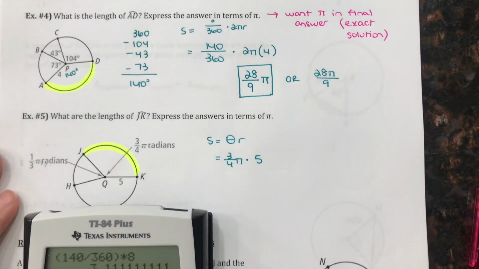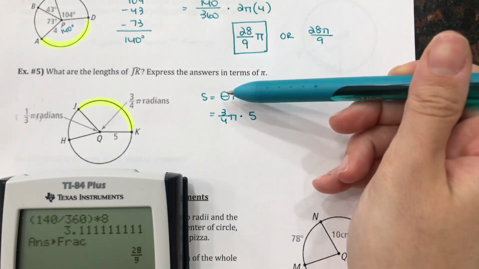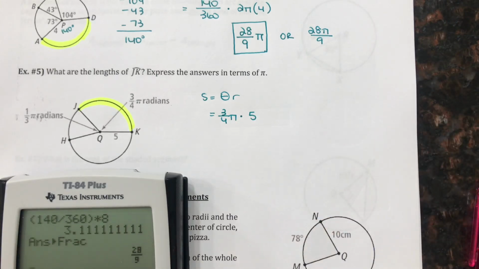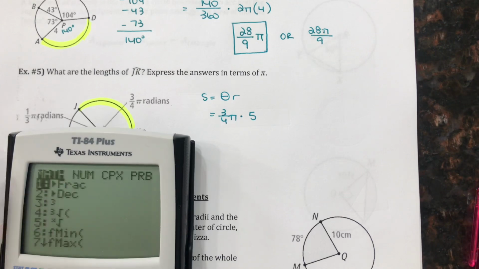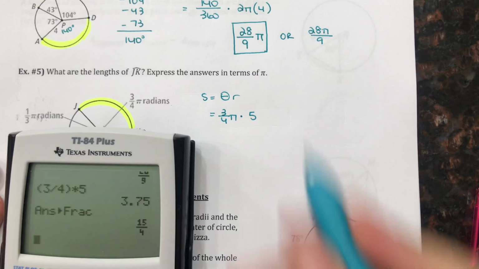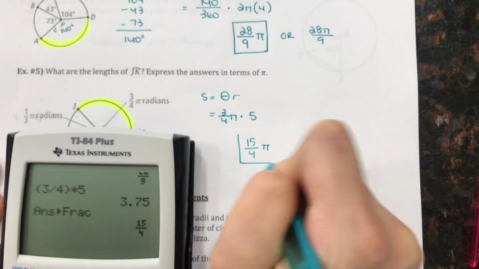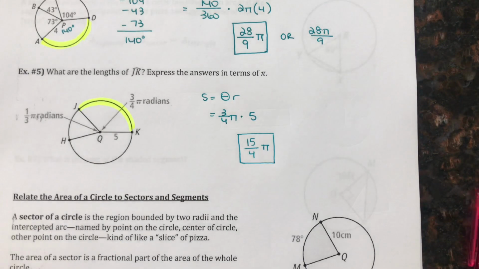Now we're going to do something similar with this next one. Because we're dealing in radian measure, my formula is a little simpler. It's just the angle times the radius. So I have 3 pi over 4 times my radius. I'm going to type this into the calculator: 3/4 times 5. Math, frac, and I get a fraction, 15 over 4 pi. There we go. And we're ready to move on.